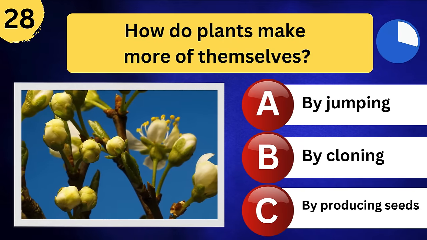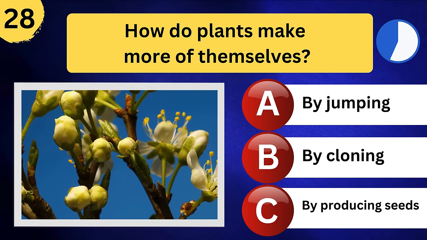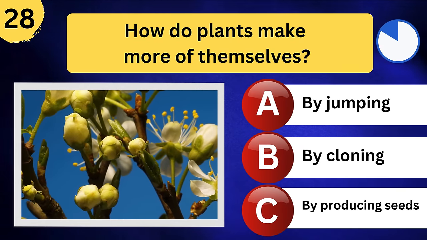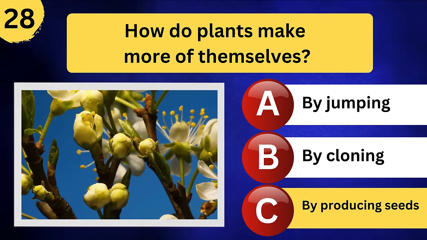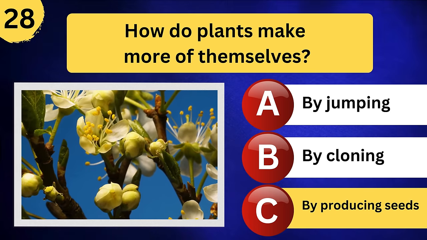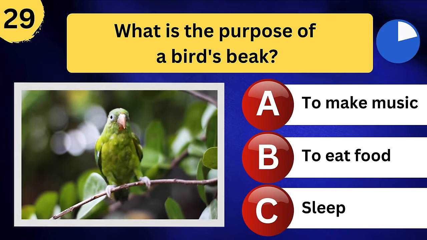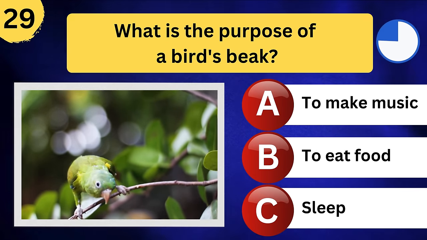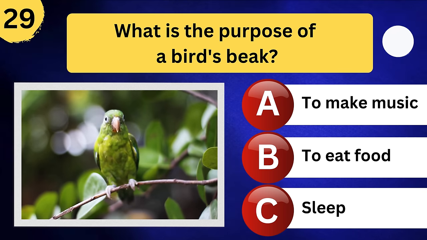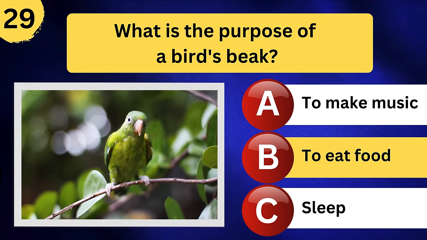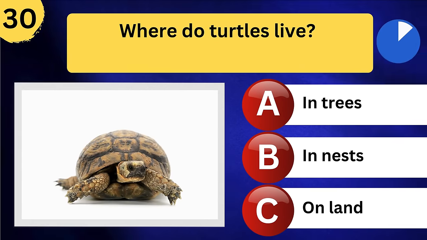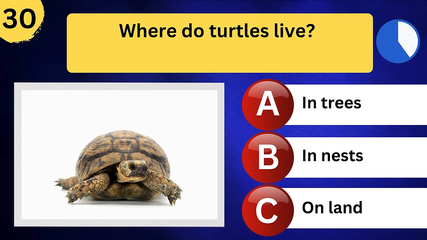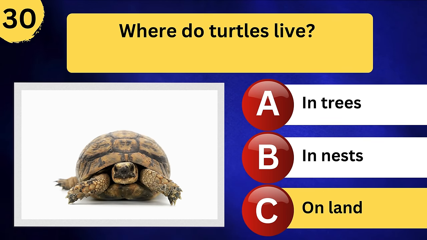How do plants make more of themselves? By producing seeds. What is the purpose of a bird's beak? To eat food. Where do turtles live? On land.